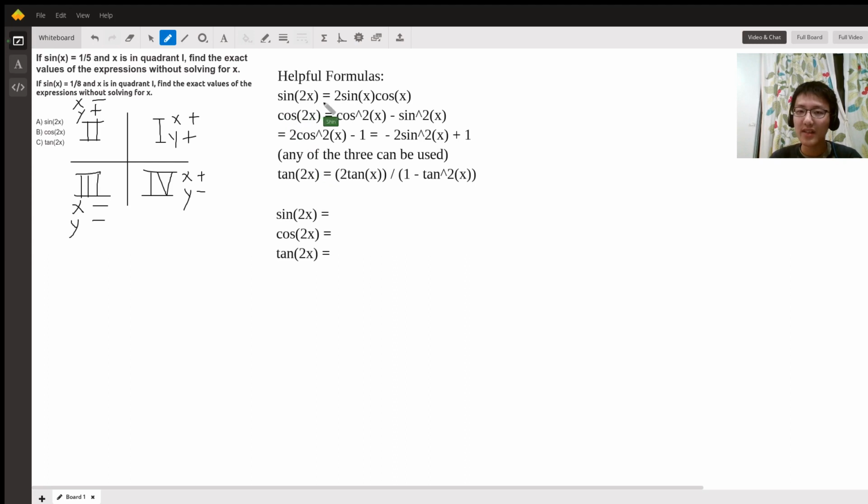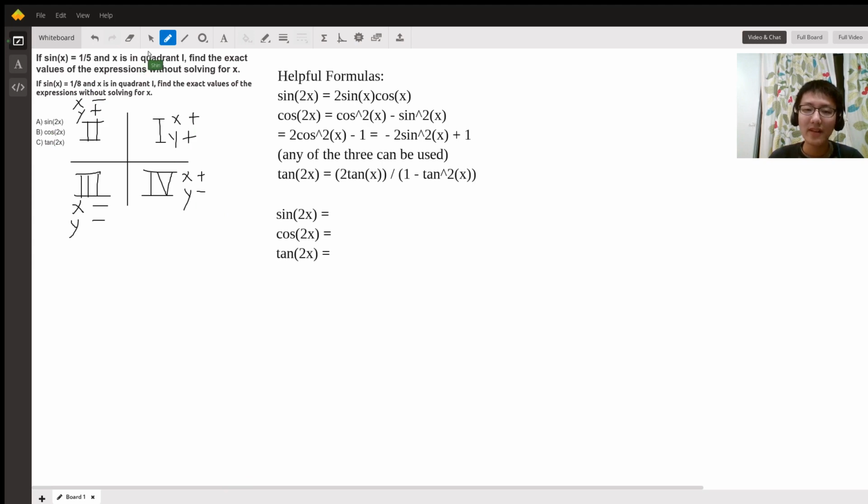Notice that sine 2x is equal to 2 sine x cosine x. Cosine 2x can equal any of the three here, and they're all going to be the same. You just have to choose one. And then tangent of 2x is equal to 2 tangent x, all divided by 1 minus tangent x squared. So if you know what sine x is, you can rearrange them to figure out sine 2x, cosine 2x, and tangent 2x.